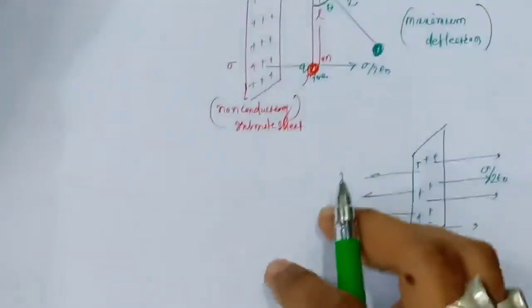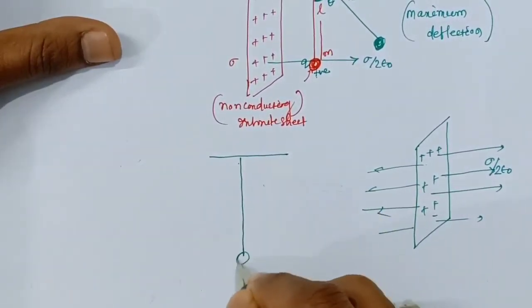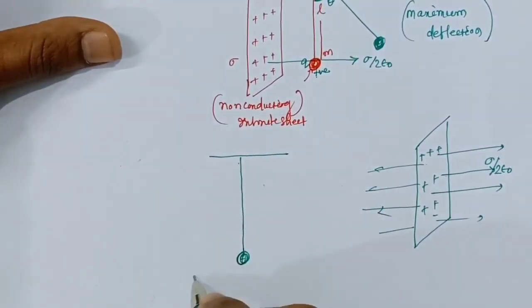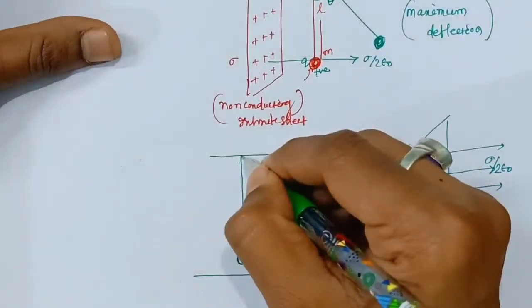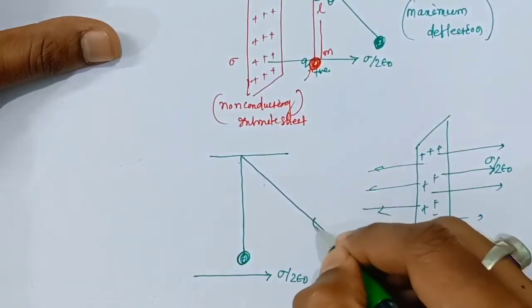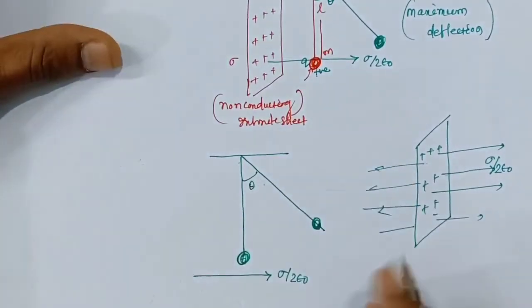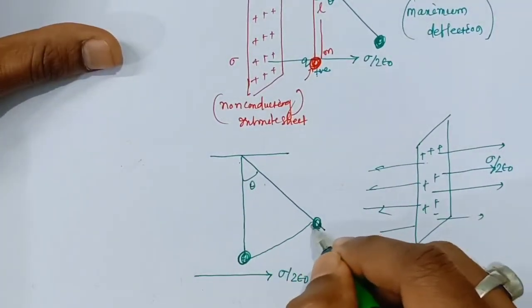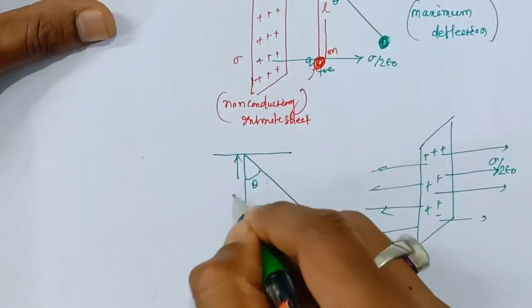Now what has the question changed to? This is a charged bob placed in an electric field of sigma by 2 epsilon naught, and it deflected to a maximum angle. Suppose it deflected to reach here. How much maximum angle did it deflect? This is what the question is asking. This length is L.